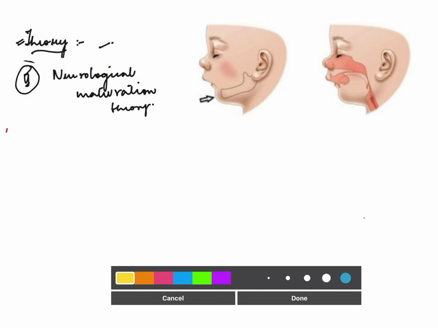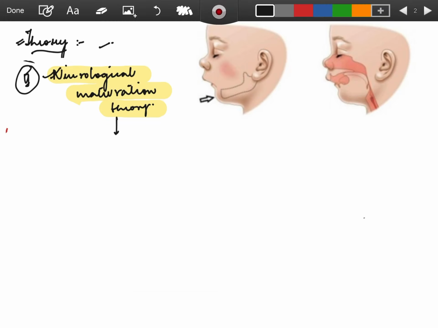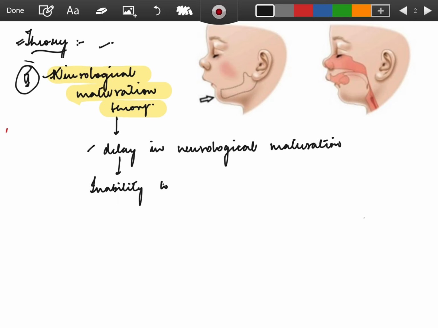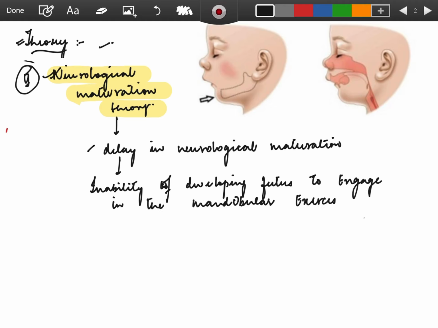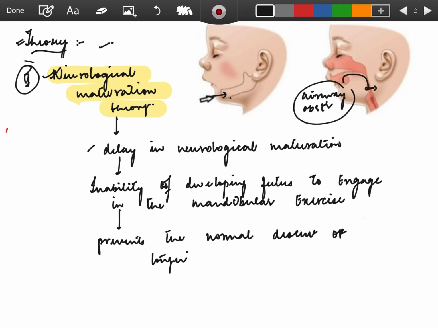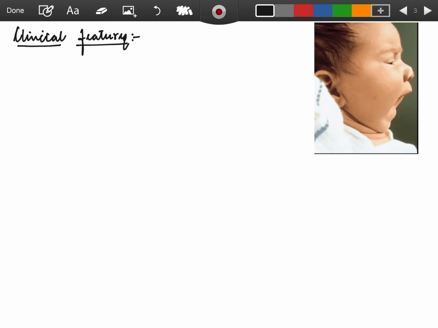So the second theory is the neurological maturation theory. The concept is the same. There is a delay in the neurological maturation and inability of the developing fetus to engage in the mandibular movements. So when there is a decrease in the mandibular movements, it will prevent the normal descent of the tongue. That will lead to the airway obstruction, and it will also lead to the failure of fusion of the palate, leading to the cleft palate.